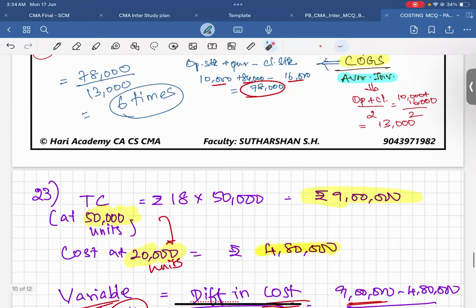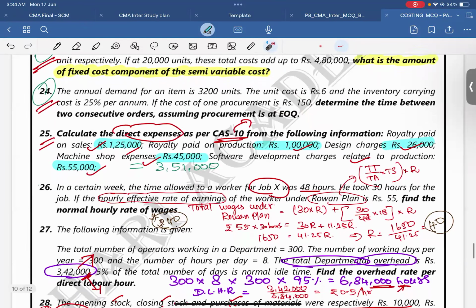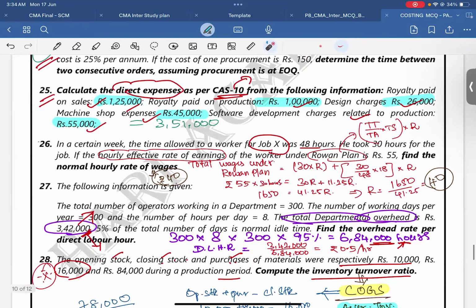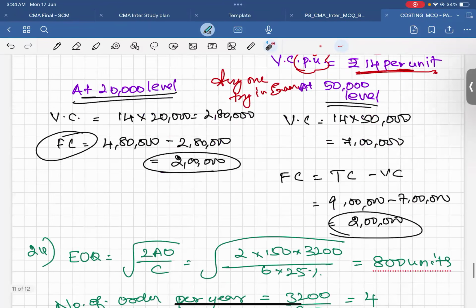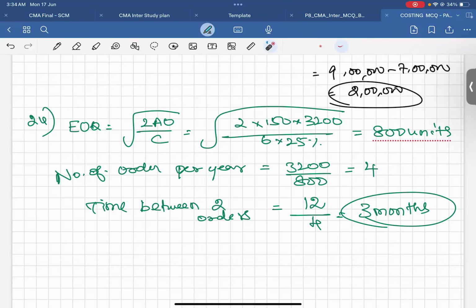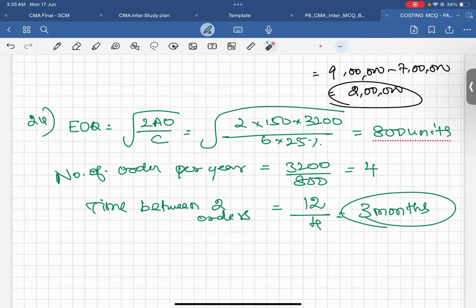The cost of one procurement is 150. Determine the time between two consecutive orders, assuming procurement on EOQ. So EOQ is equal to root of 2 into 150 into 3,200 divided by 6 into 25 percentage. That will give you 800 units. Number of orders is equal to 3,200 divided by 800, which will give you 4 orders. They are asking the time between 2 orders, that is 12 months in a year divided by 4. Time between 2 orders is 3 months.